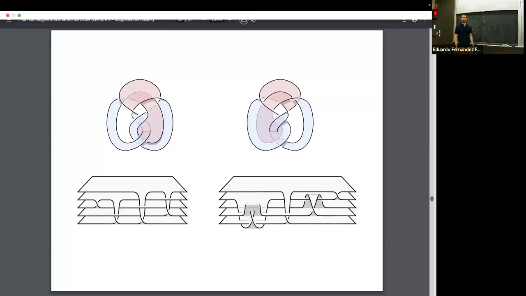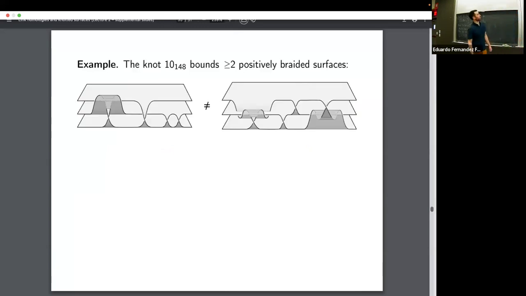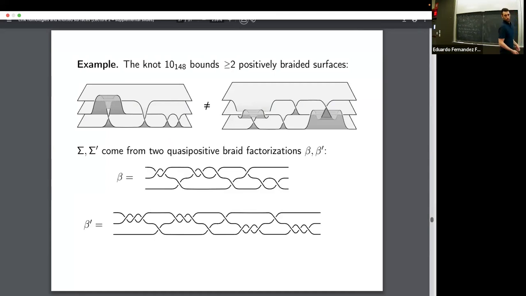And so you might hope that maybe that can help us distinguish surfaces. So for example, the knot 10_148 bounds two different positively braided surfaces. And so you might ask, well, can we look at Plamenevskyi's invariant to try to distinguish these? So here are these two different quasi-positive braid factorizations of the boundary. And the problem is that Plamenevskyi's invariant is useful in that it behaves nicely under these cobordisms. The problem is that it behaves too nicely.